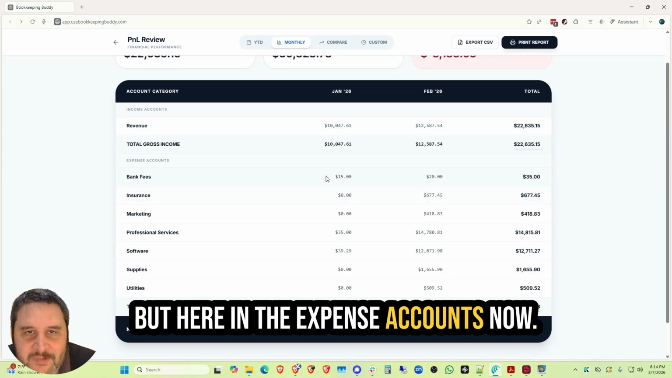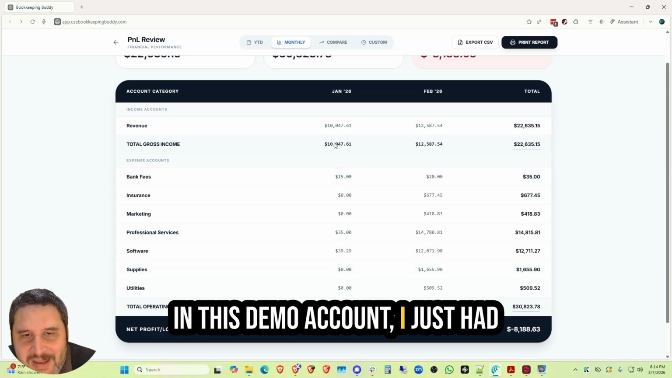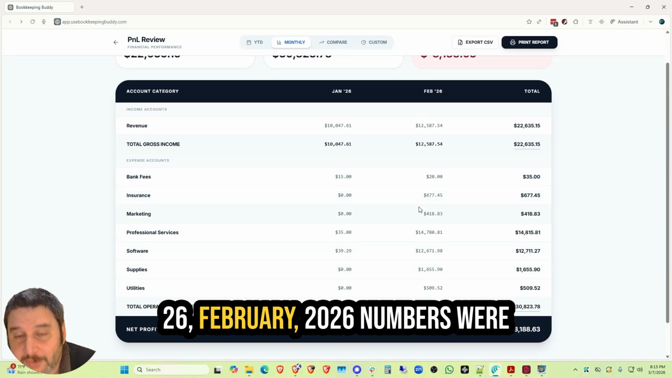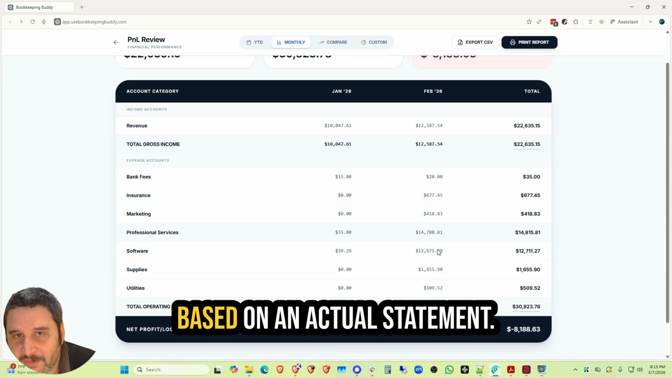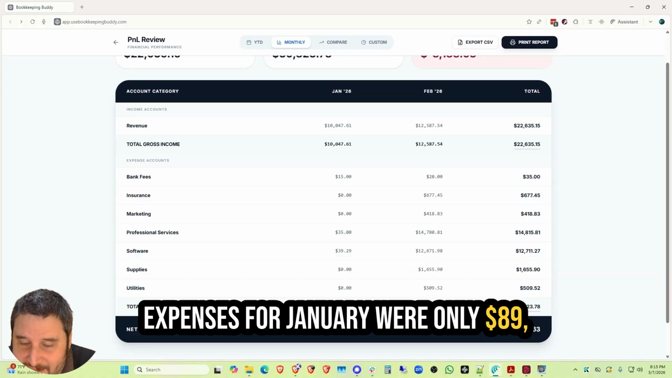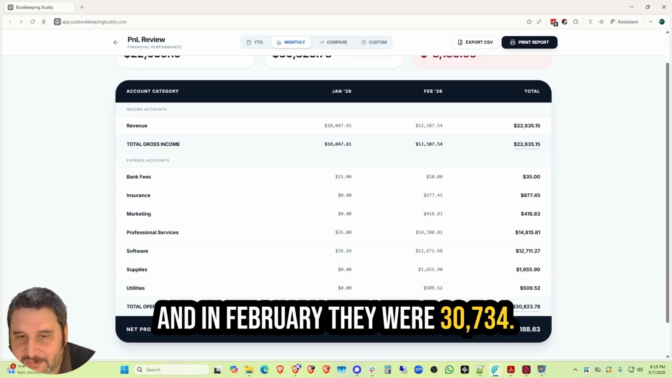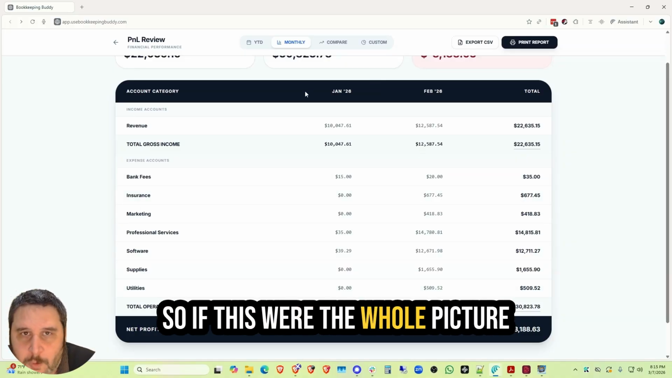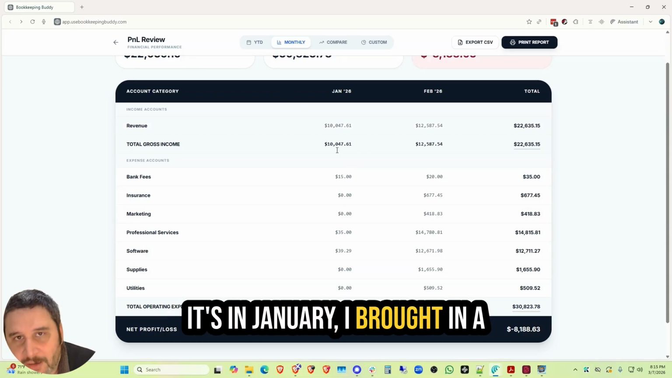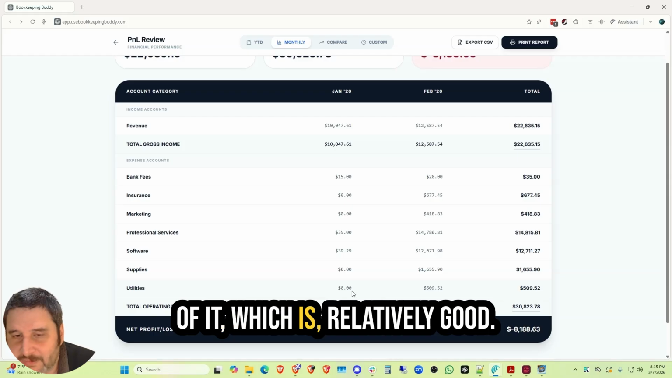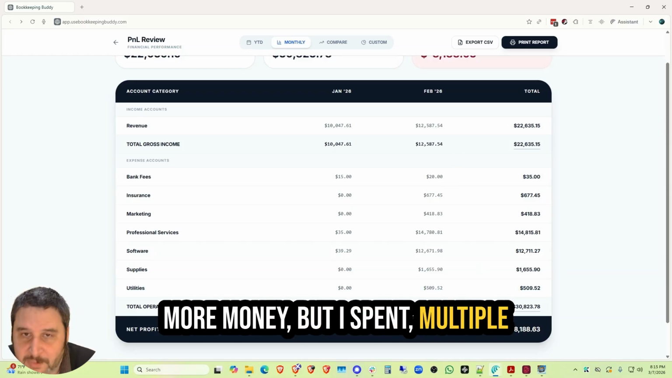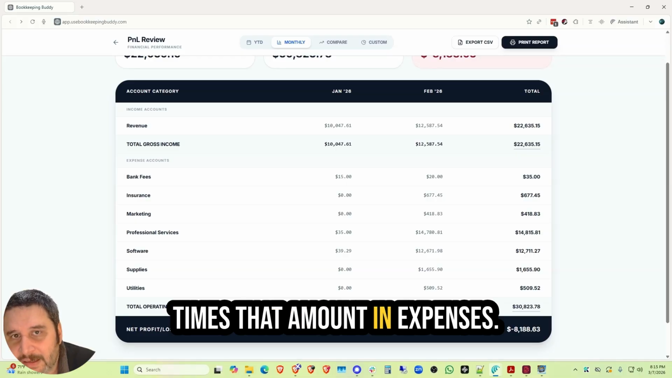But here in the expense accounts, now in this demo account, I just had a couple dummy expenses in January 2026, but the February 2026 numbers were based on an actual statement. And here, the total operating expenses for January were only $89, and in February they were $30,734. So if this were the whole picture of my business, what happened? What story is this telling me? In January, I brought in a bunch of money and I spent none of it, which is relatively good. But then in February, I brought in more money, but I spent multiple times that amount in expenses.